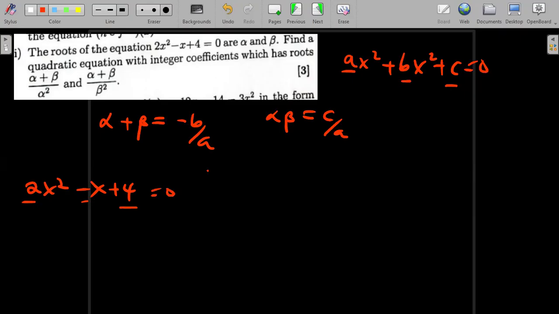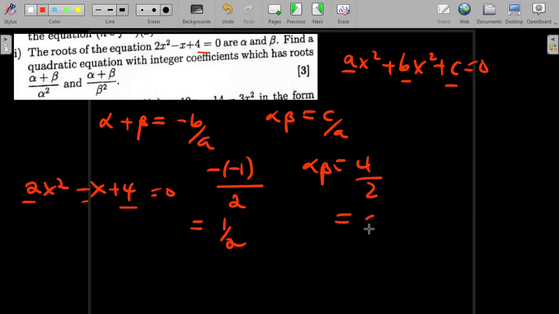In the first one, we have negative b, and our b there is negative 1, then divided by our a, which is 2. So alpha plus beta is just going to be equal to half. Then alpha beta is going to be equal to c over a. What's your c? Your c is 4, and our a is 2, and this is just going to be equal to 2.